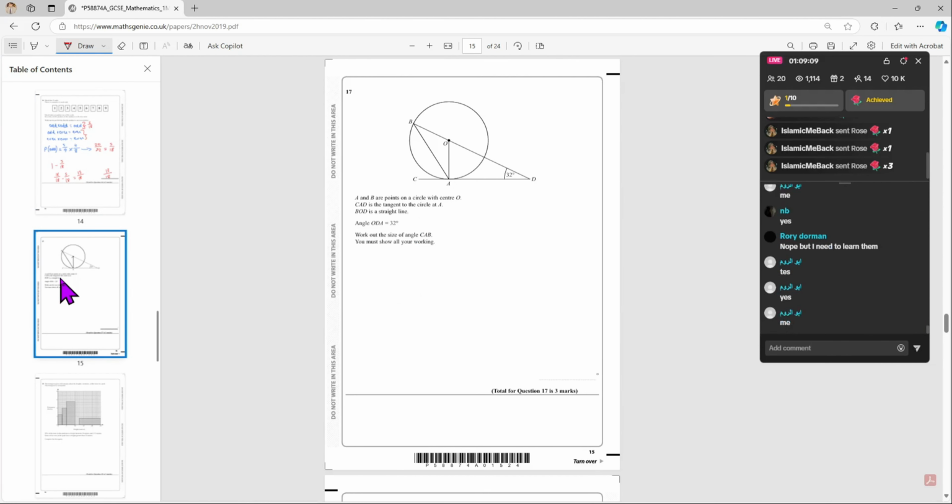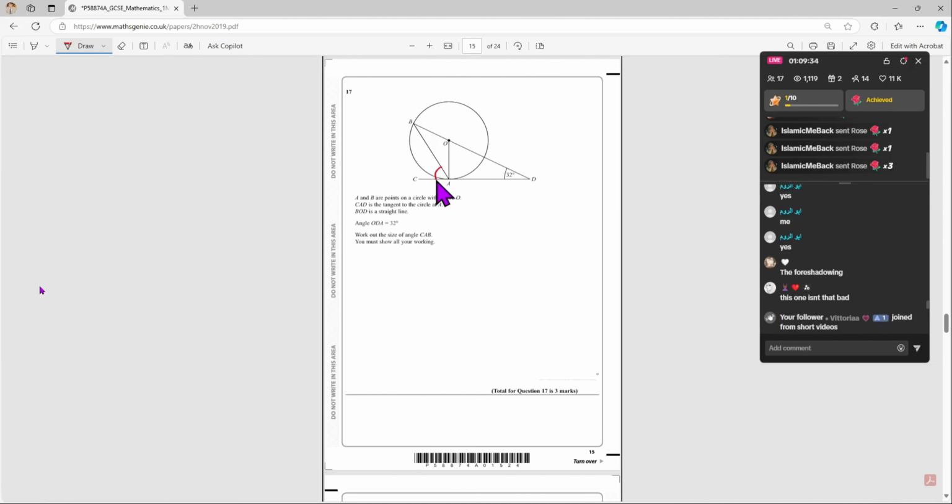So we have A and B are points on a circle with center O. CAD is a tangent to the circle at A. BOD is a straight line. Angle ODA is equal to 30 degrees. It's labeled in our diagram. Work out the size of angle CAB. So you're working out this angle right here.